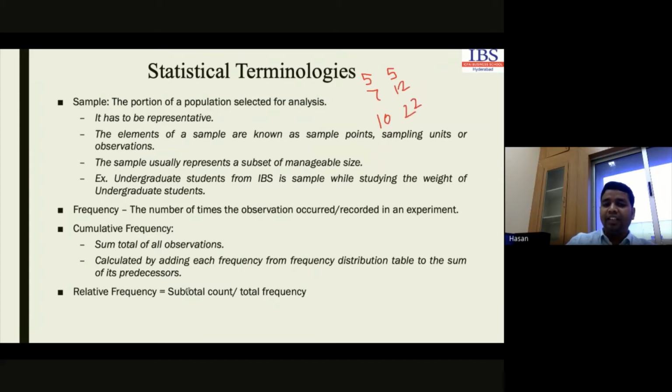Then what will be the relative frequency here? Relative frequency is based on the total frequency. Here the total frequency is 22. So relative frequency for the first category is the frequency of this particular category divided by total frequency. If we consider the first category, it will be 5 by 22, basically a proportion. Then the second one will be 7 by 22. Third one will be 10 by 22. This will be relative frequency.